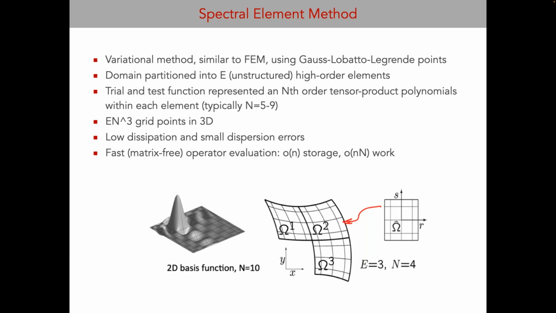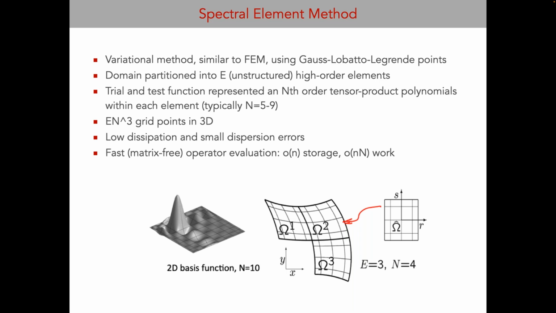Usually the polynomial order is a user input, and it ranges from 5 to 9 for most of our applications. It comes with some nice discretization properties, meaning it features low dissipation and small dispersion errors, which makes it really attractive for DNS and LES simulations.